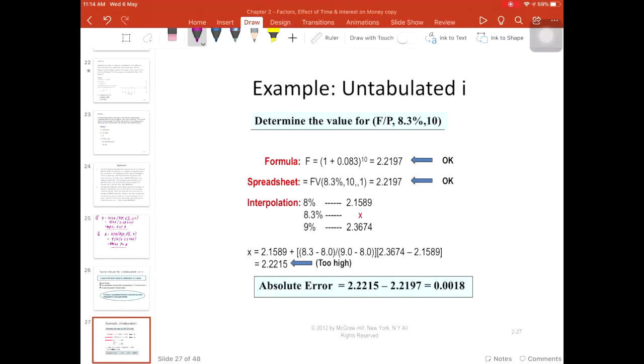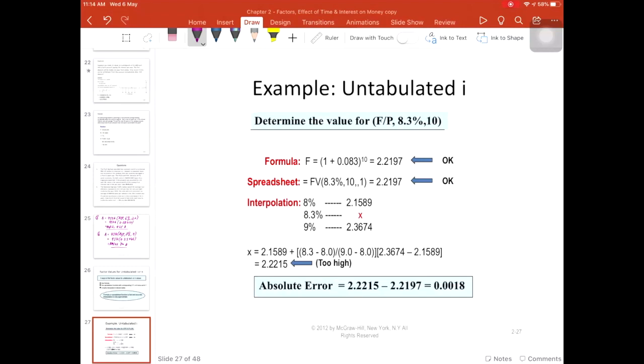You just key in the formula (1 plus i) to the power of n, if you don't remember it. And then we will get 2.2197. For the spreadsheet, you just key in the formula and also get the same number.